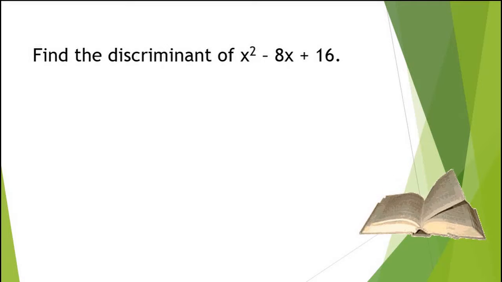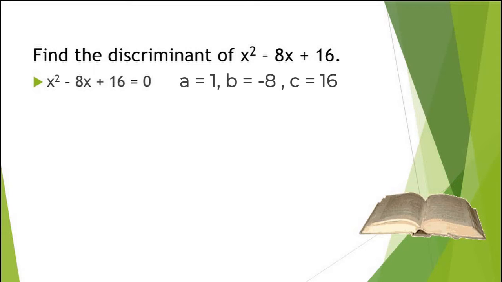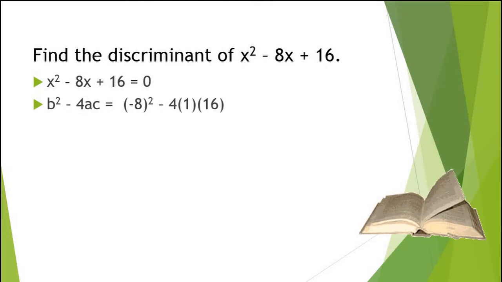Find the discriminant of x squared minus 8x plus 16. x squared minus 8x plus 16 is equal to 0. So, a here is 1, b is negative 8, and c is 16. So b squared minus 4ac is equal to negative 8 squared minus 4 times 1 times 16. So that would be 64 minus 64, which is 0.